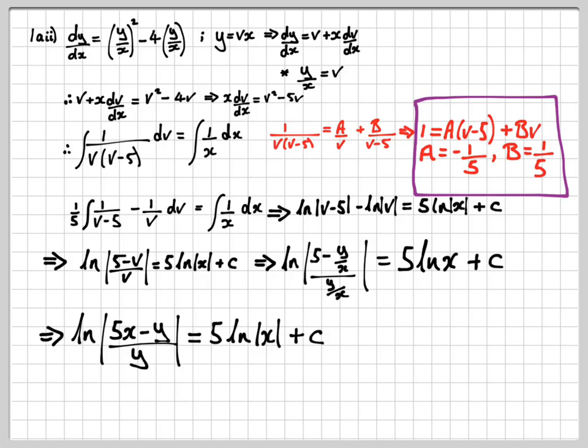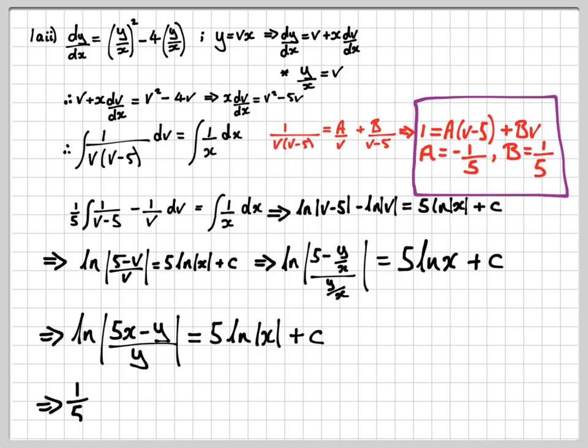Make sure you understand how I've done that. Essentially, I made the numerator as 5x minus y all over x, and then I can multiply by the reciprocal of the denominator however you want to see that. But nonetheless we end up with this result.